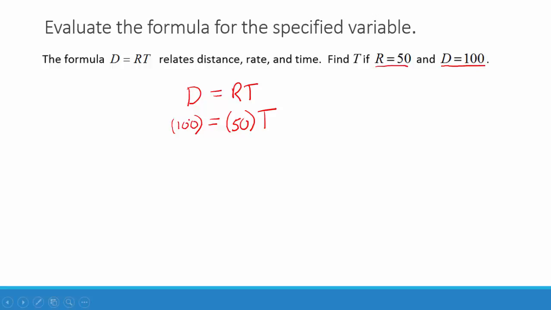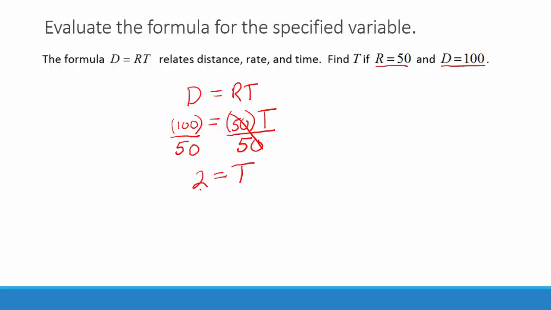Now we will solve for T. 50 is being multiplied times T, so to move the 50 to the other side, we will divide both sides by 50. 100 divided by 50 is 2, and 50 divided by 50 is 1, and 1 times T is T, so T equals 2.